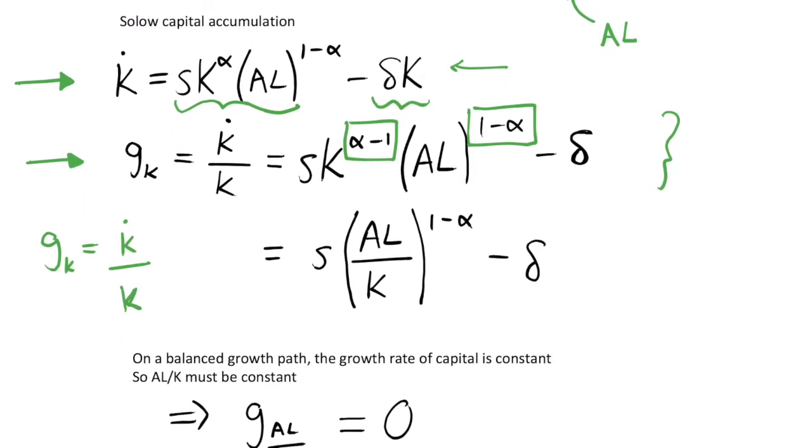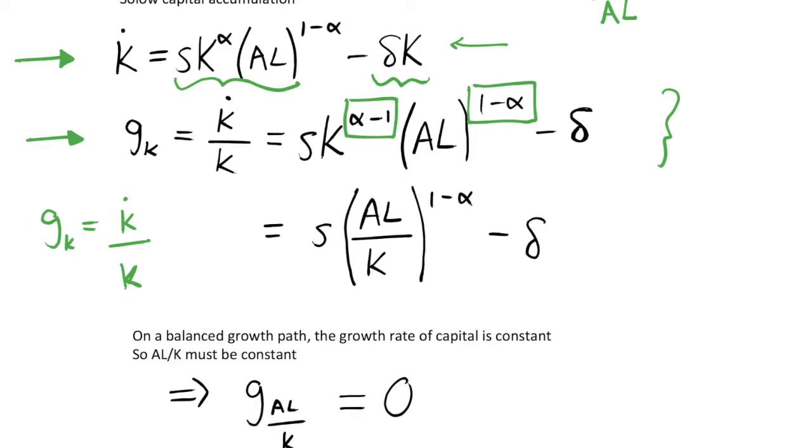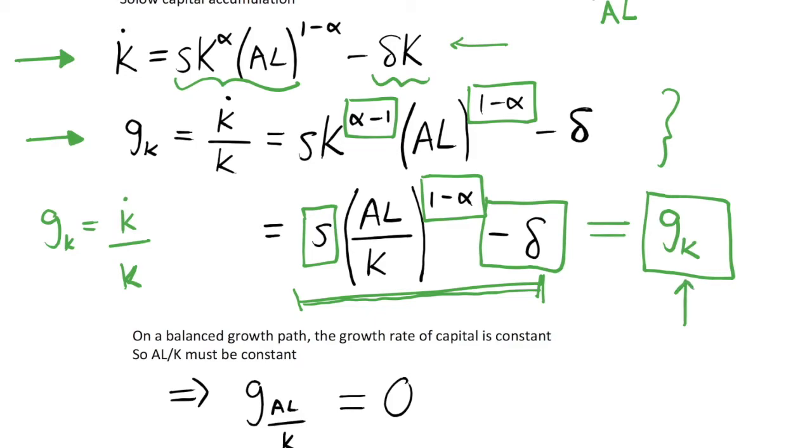So now we're going to be looking for the balanced growth path, and one thing that we need to notice is that what we've said on a balanced growth path is that this gK term has got to be constant. We're looking for when the growth rate of capital is constant, and when this is the case, because we've said that gK is equal to this expression here, we're going to need that this expression is also constant. We know that this depreciation term is just some constant parameter that we choose. This savings parameter again is just constant, and this 1 minus alpha is constant. So for gK to be constant, we're going to also need that AL over K is constant.